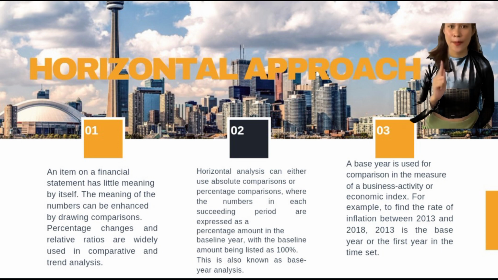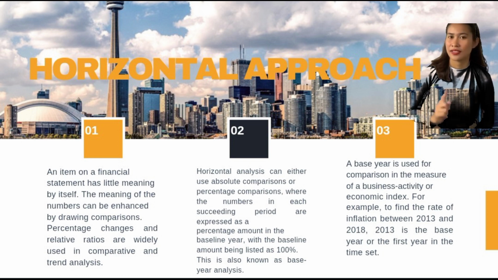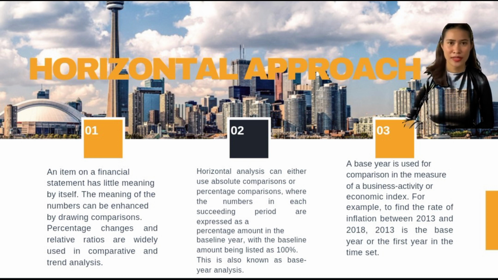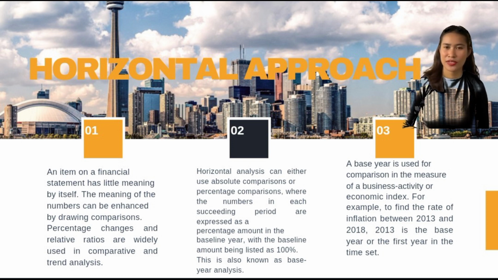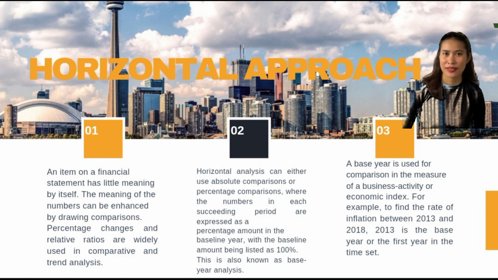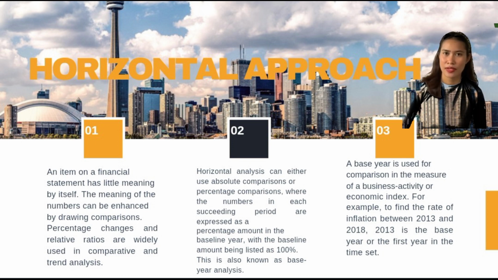Horizontal approach. Step 1. Step 2. Horizontal analysis can use either absolute comparisons or percentage comparisons, where the numbers in each succeeding period are expressed as a percentage of the amount in the baseline year, with the baseline year amount being listed as 100%. This is also known as base year analysis.